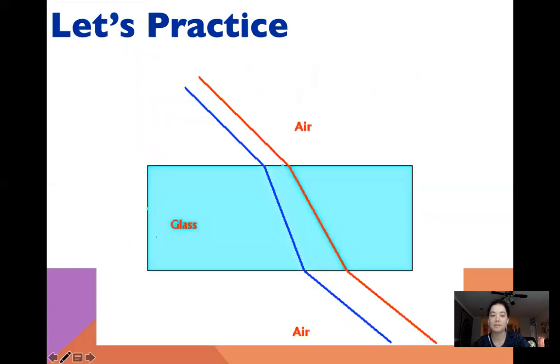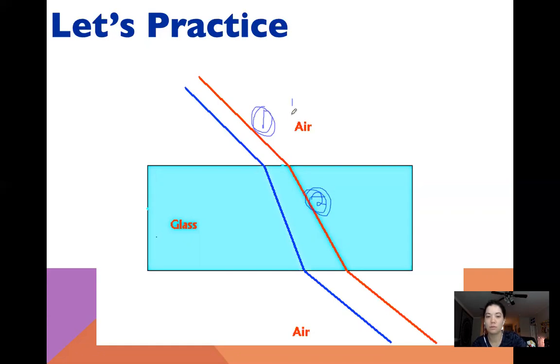All right, we're going to do the same thing. We're going to label our incident rays, our refracted rays, and then our angles. And we're just going to do it for one of these lines. So I'm going to do the red one. My angle of incidence, one is right here. My refracted ray, two, is right here.